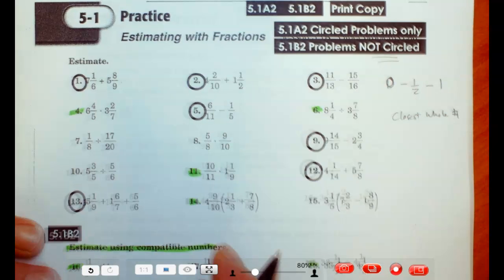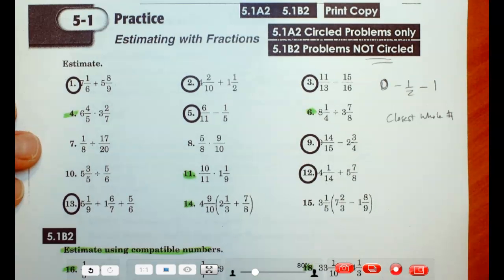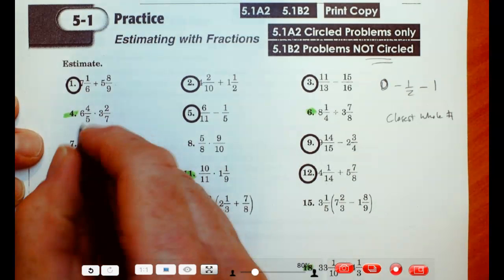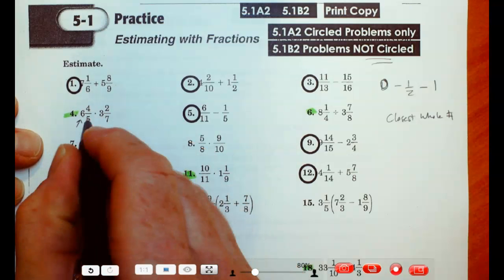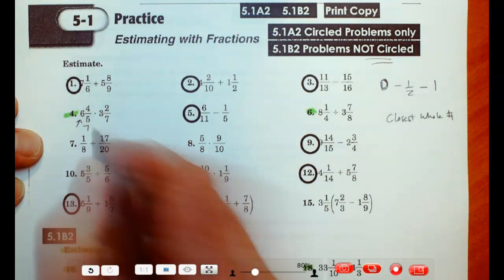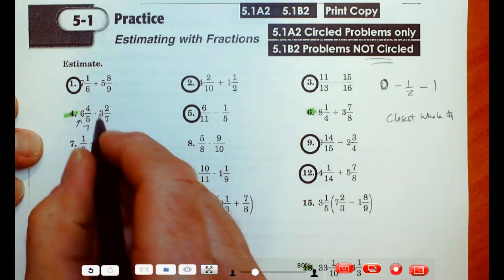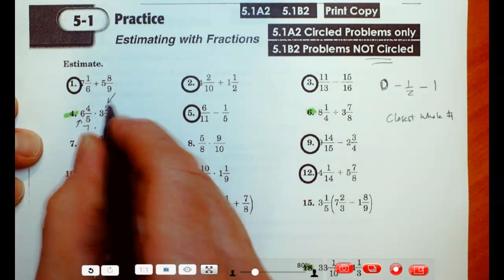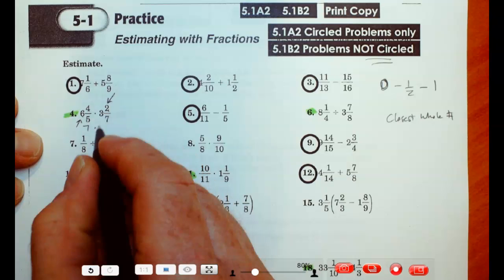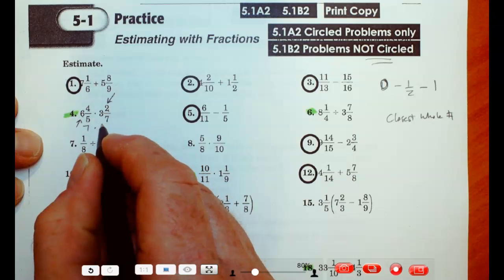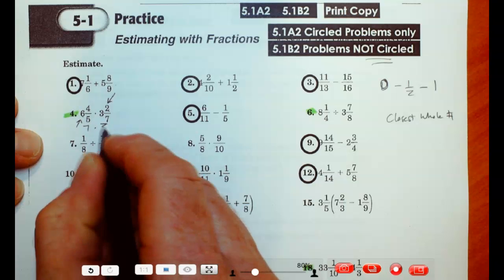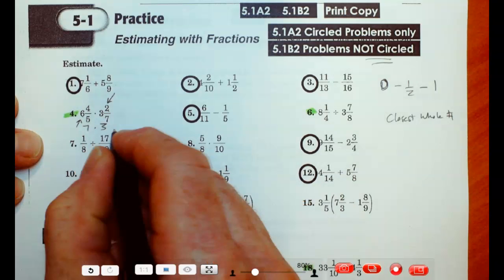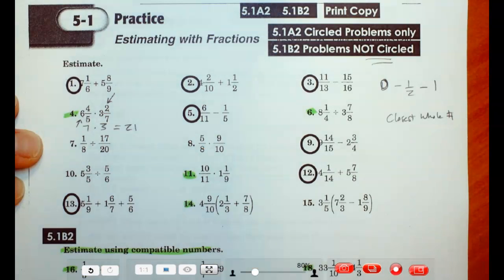All right, let's get started here. I've highlighted a couple so I remember to stay on track. We have 6 4/5. Is it closer to 6 or 7? Well, this one's closer to 7 because it's got 4/5. And then we have 3 2/7. Is this closer to 3 or 4? Well, this is really closer to 3. 2/7 is less than a half. So 7 times 3, my estimate there is 21.